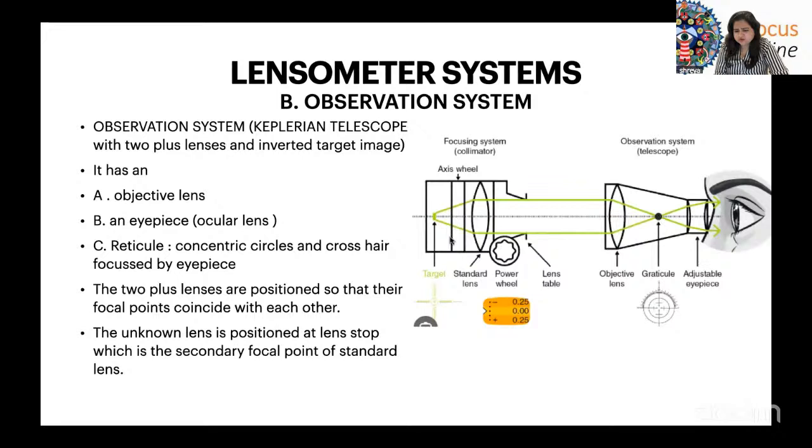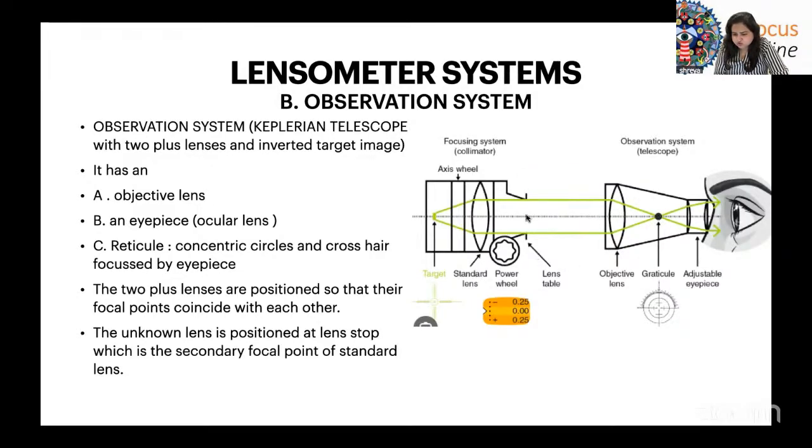Coming to the observation system. This part is the whole observation system. It consists of an objective lens, the graticule, and the adjustable eyepiece. So basically, it has two convex lenses which have a focal point in between, and that is exactly the point where a reticule is there. The parallel rays which are coming from the standard lens are now being converged by the objective lens onto this reticule, and that is what is being seen.